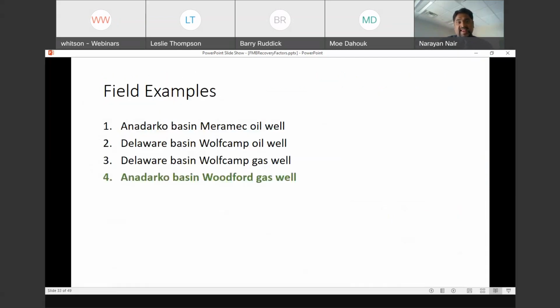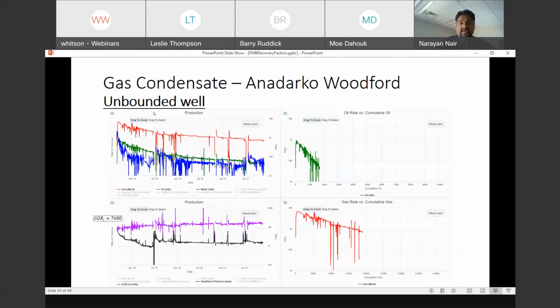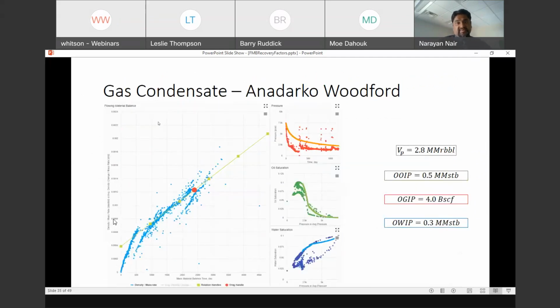Right. The next example was an Anadarko Basin Woodford gas well. This is a parent well. We walked into this analysis recognizing that the estimates are going to be conservative. Gas well with an initial GOR close to 7,600. Here's the flowing material balance analysis. Pore volume was close to 3 million. The contacted gas in place was close to 4 BCF.